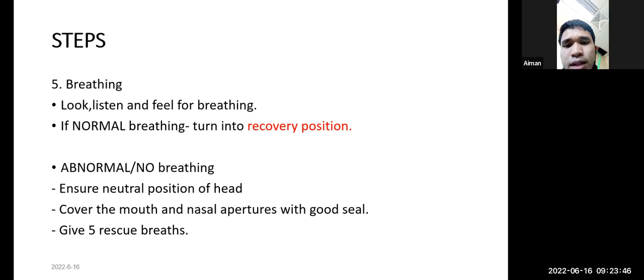If it is normal breathing, then we turn the infant into the recovery position. However, if there is abnormal or no breathing, we have to ensure the neutral position of the head, and then perform the rescue breaths. If we use our own mouth, we have to cover the mouth and the nose with a good seal. If there is a bag valve mask, we can use it. Initially, we give 5 rescue breaths.